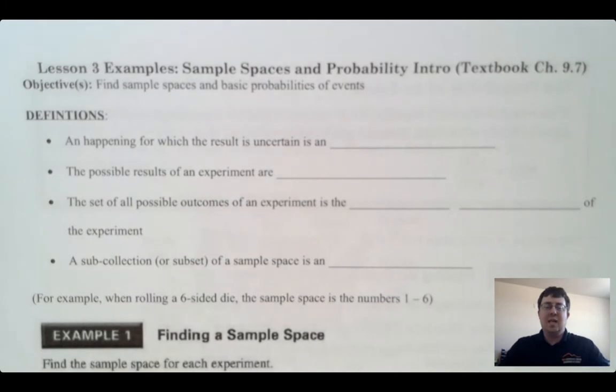Today we're going to be looking at lesson 3, sample spaces and probability intro. This again goes along with section 9.3 in your textbook if you want to follow along and get some of the more examples there as well.